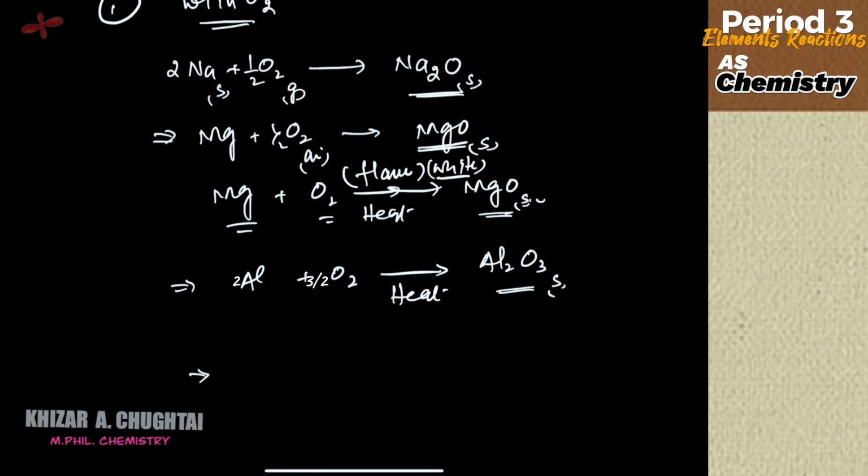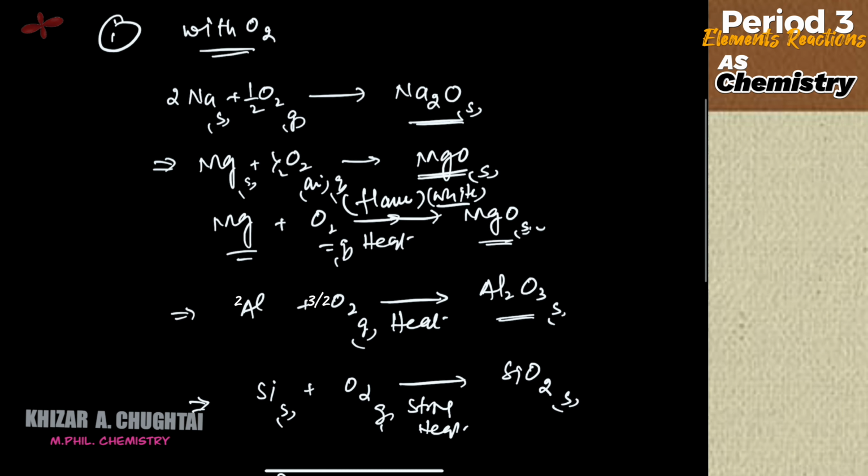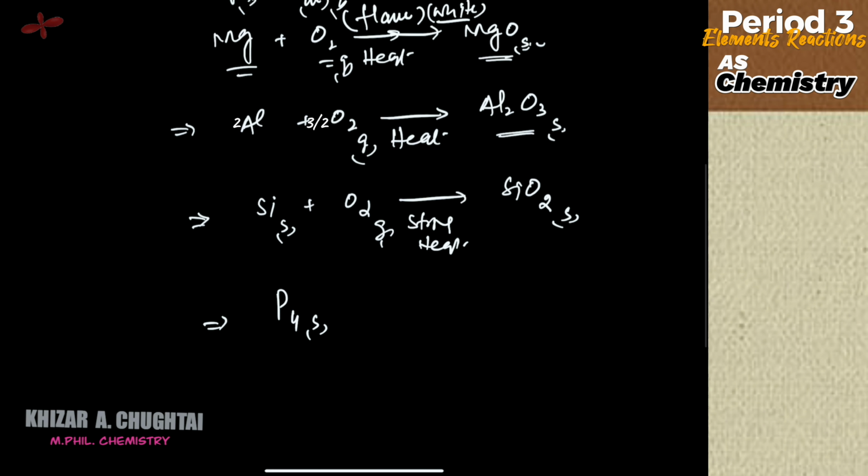The next reaction is silicon. When silicon is heated strongly, here we need strong heat, it makes SiO2. Again, it's a solid at room temperature. The next element is phosphorus. Let's suppose P4, it's a solid, as silicon is also solid. Oxygen is a gas. These are the state symbols.